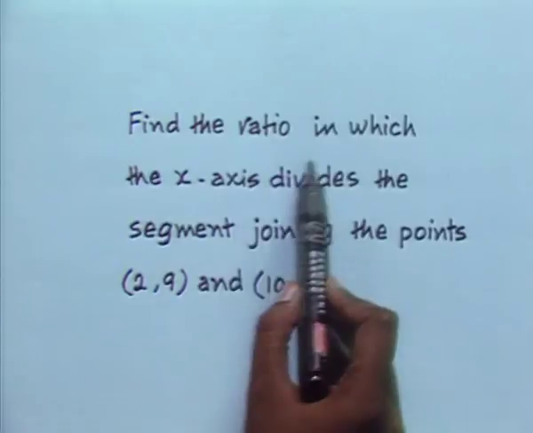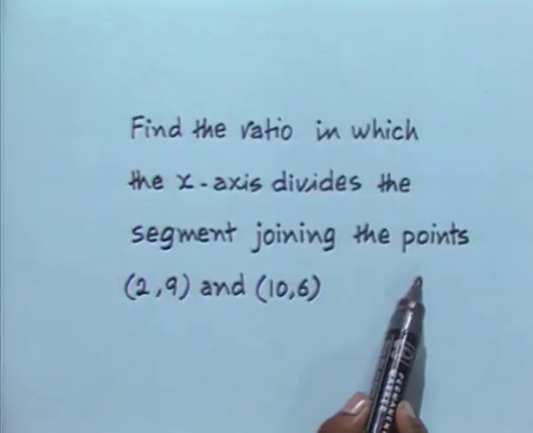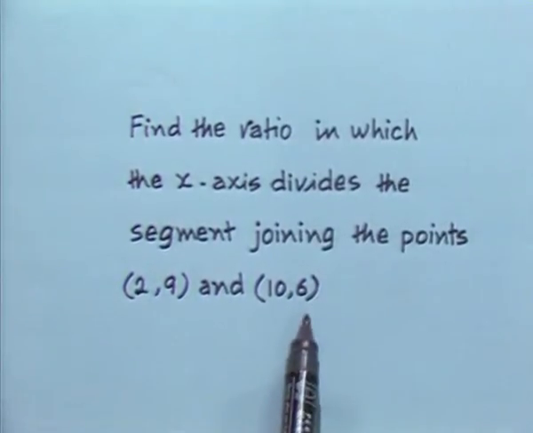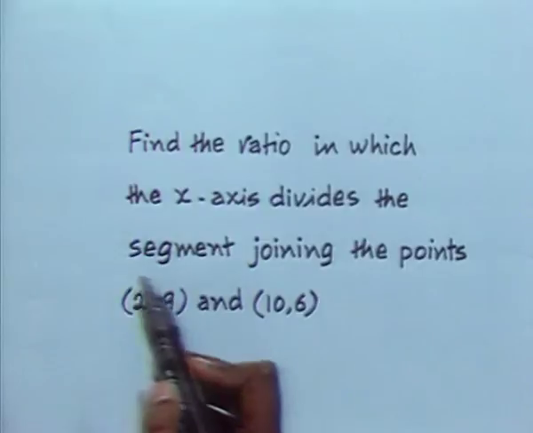We now take one more example to show the use of the ratio formula. The example is: find the ratio in which the x-axis divides the segment joining the points (2, 9) and (10, 6). Madam, can we find it this way? Let us suppose we take the ratio as L is to M and then find the values of L and M. No, in that case we will get two equations and we will have to solve them. Since we know that the y coordinate of the point of intersection is equal to 0, we get only one equation.